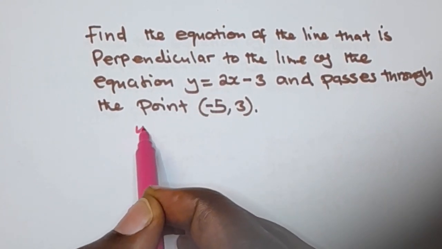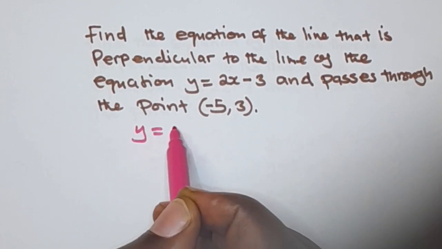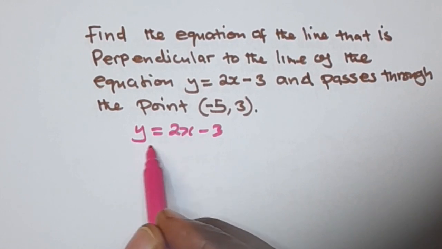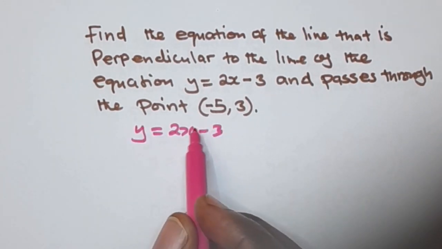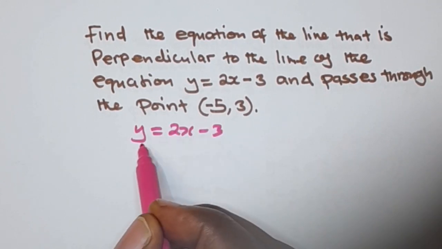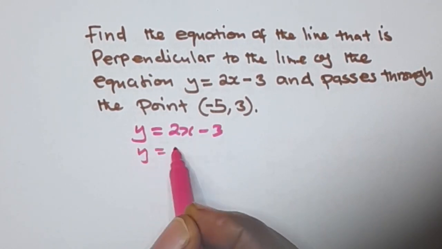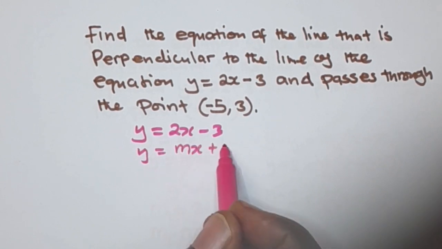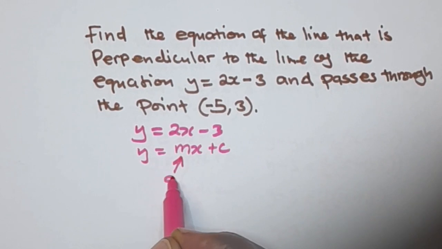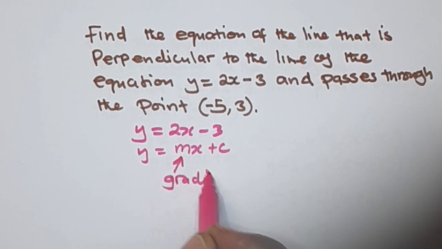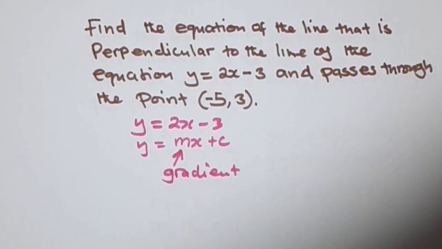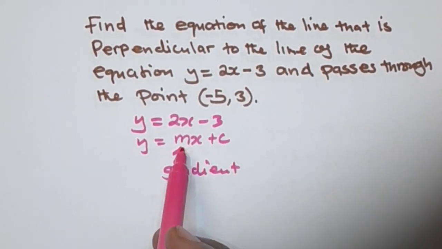So we have y is equal to 2x minus 3. So for us to find the gradient of the given line, we need to make sure that the given line is in the form y is equal to mx plus c, where m is the gradient. So m is the gradient. So we need to find the gradient of the given line.